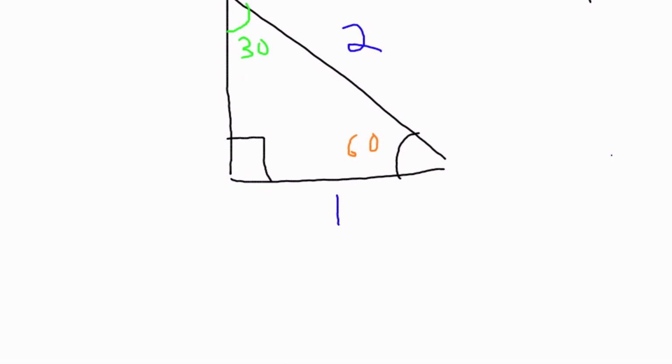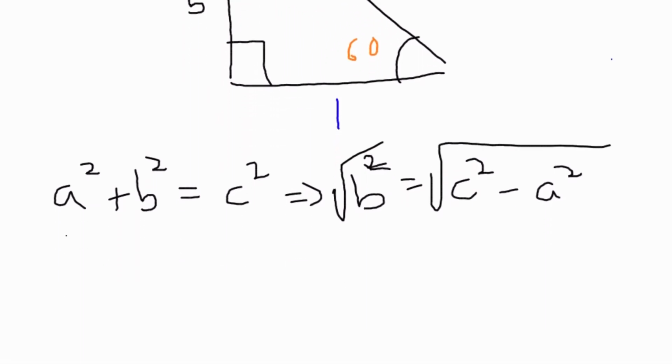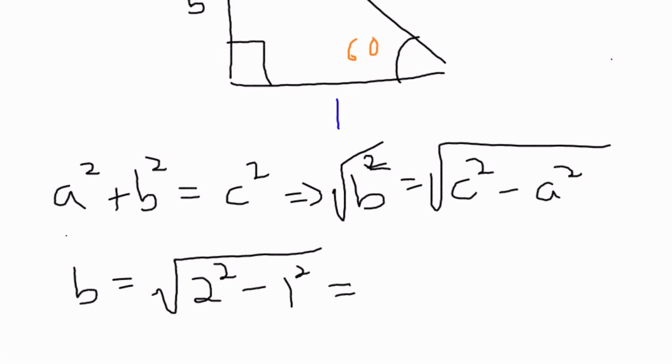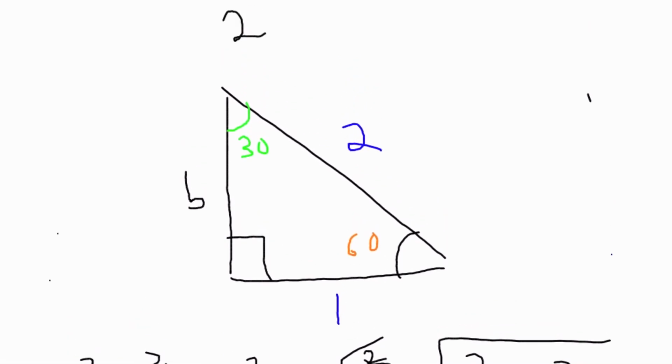Now from Pythagorean theorem, call this B. We'll solve for B. We know C has a value of 2. A we'll call 1. So it's 4 minus 1 is root 3. So since our B is root 3, we can substitute that into our right triangle.